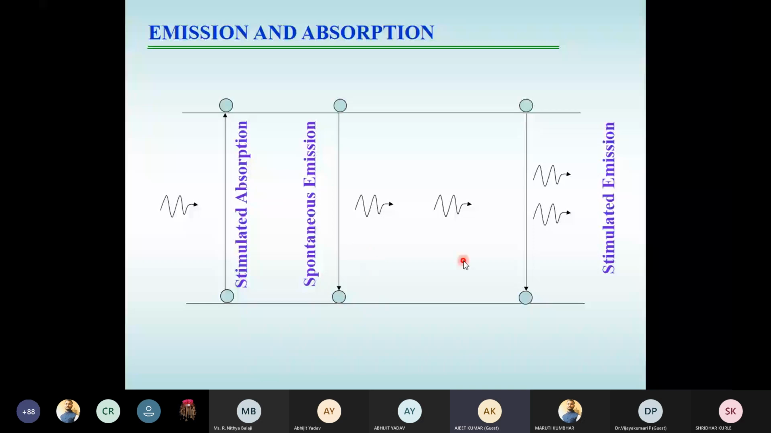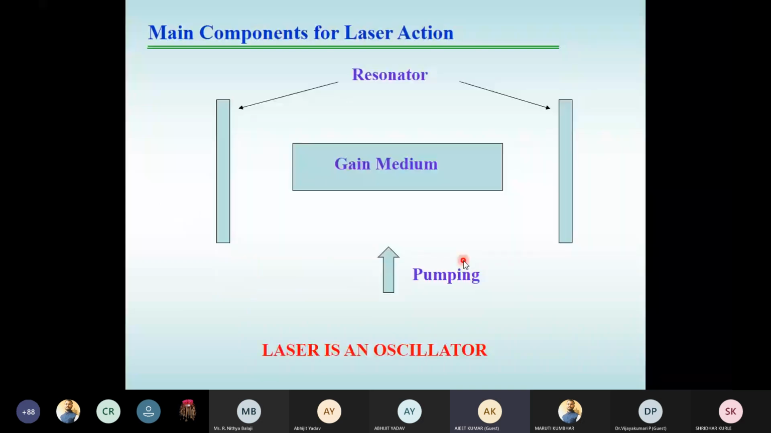Now, what are the main components of the laser? The main components of the laser are the resonator, gain medium, and pumping. The name laser stands for light amplification by stimulated emission of radiation. Amplification is written over here, but laser is not an amplifier. Essentially, the laser is an oscillator, and this oscillation process is achieved by using the resonator. I want to mention this point specifically, that you should always recall: this is not an amplifier, this is basically an oscillator.